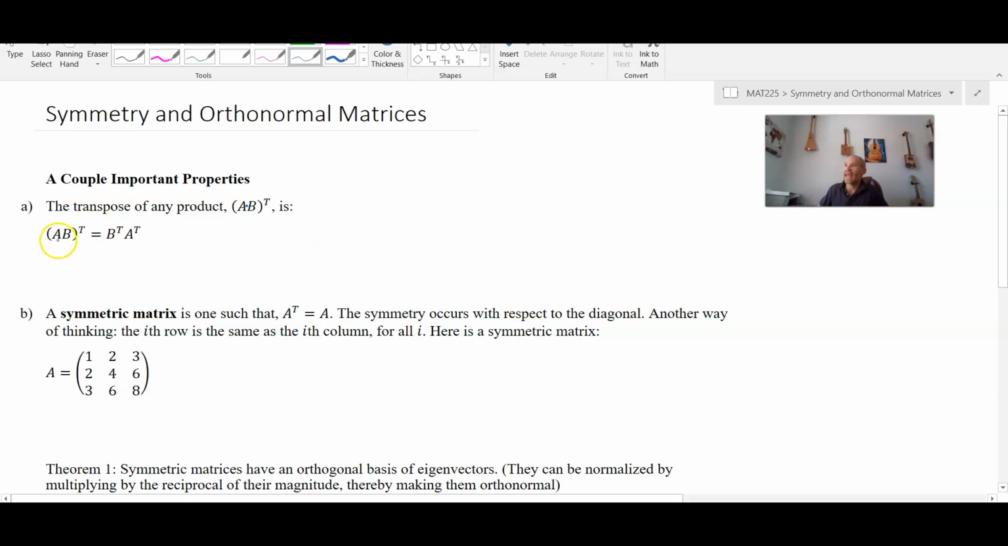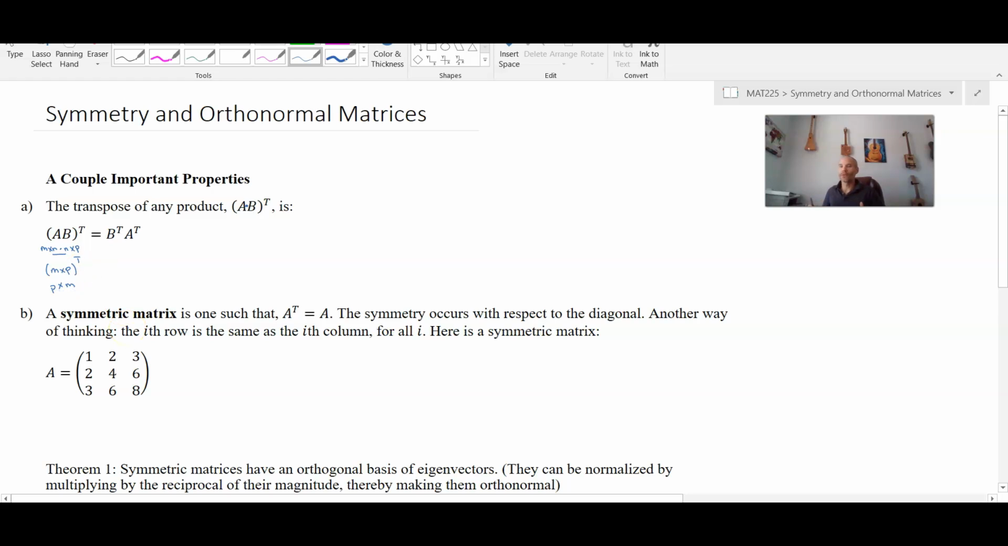Well, let's suppose that A is an M by N matrix, and let's suppose that B is an N by P matrix. So M by N times an N by P, since the inner dimensions match, will produce an M by P matrix. And if you transpose an M by P matrix, you'll get a P by M matrix.